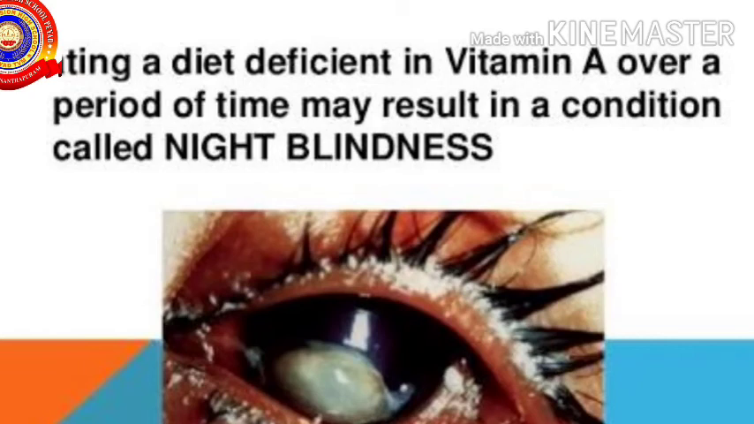Second one, xerophthalmia. If there is a prolonged deficiency of vitamin A, the conjunctiva and cornea become dry and opaque. This causes xerophthalmia, which leads ultimately to blindness.